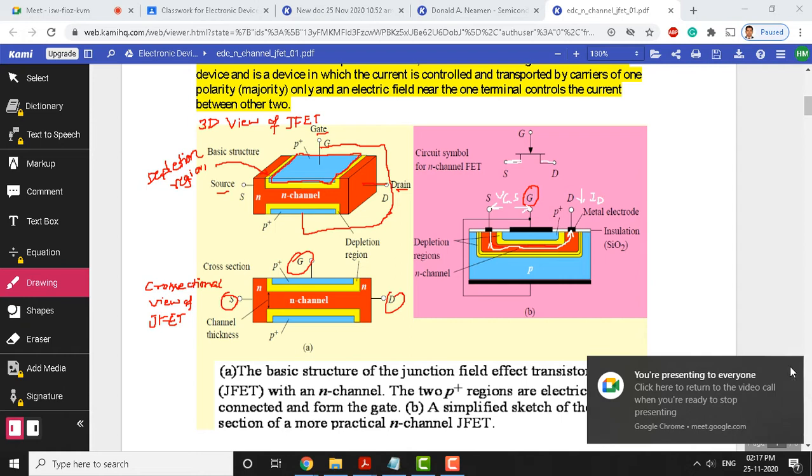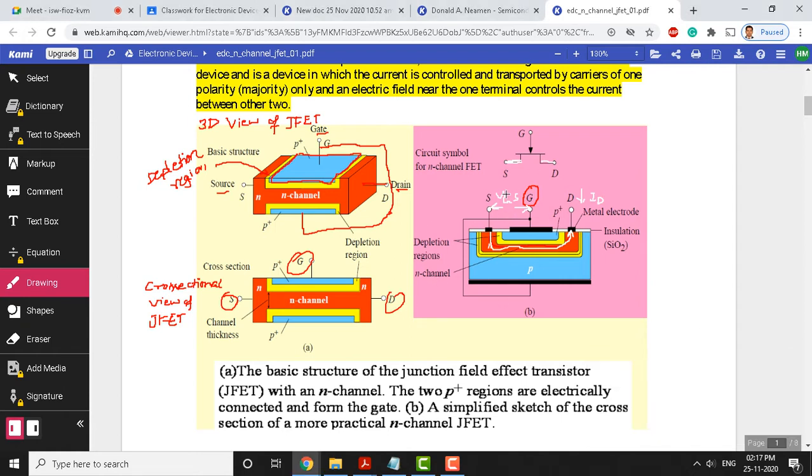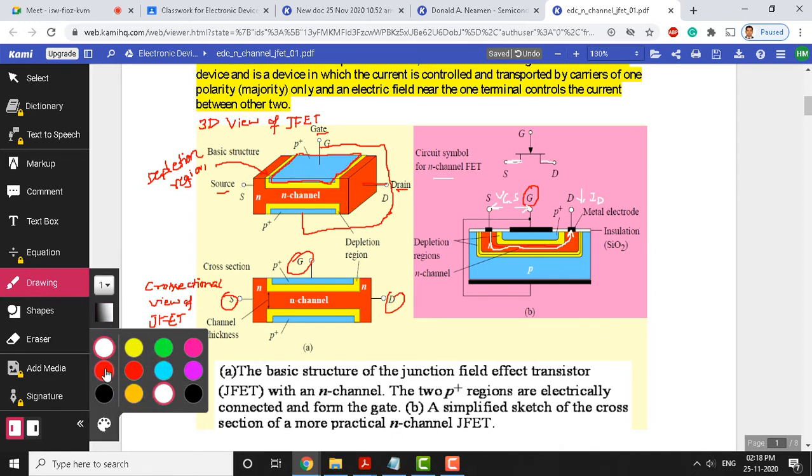Okay. So this is the compact form of the cross sectional view. Any questions? I was explaining the symbolic representation of this. This is the circuit symbol of an N channel JFET. There is also a P channel JFET. If you want to make a P channel JFET, you just have to change the materials here. I will show the materials you need.